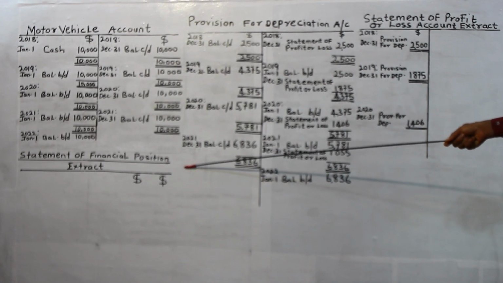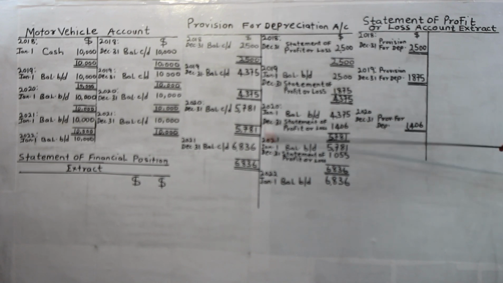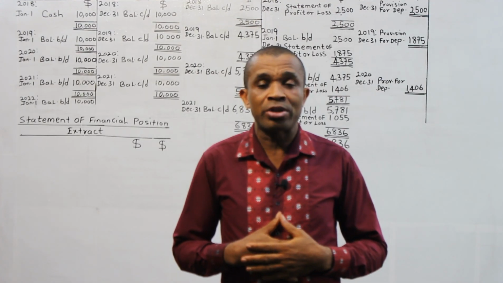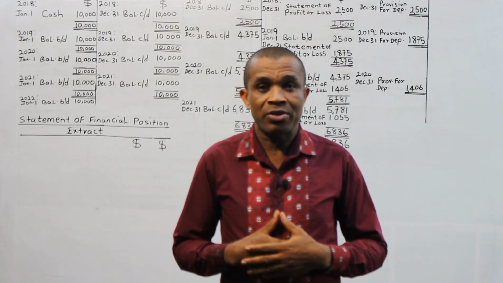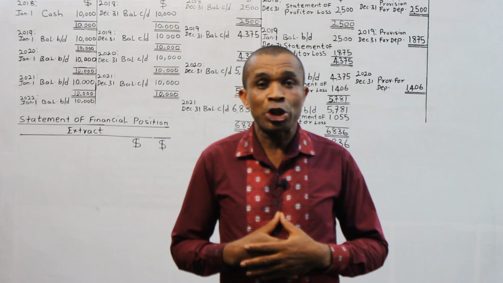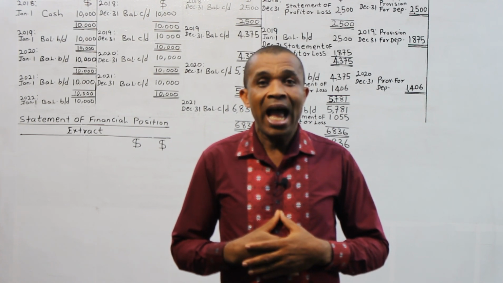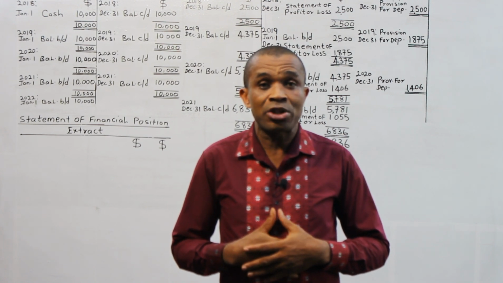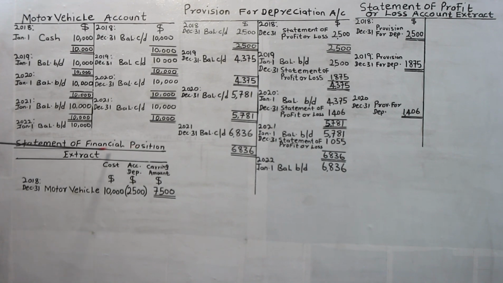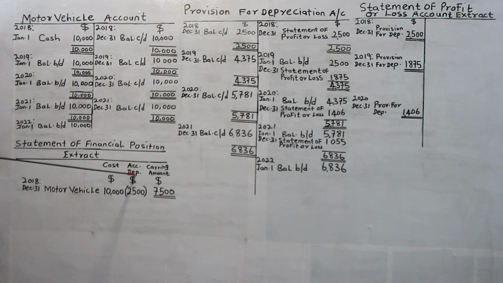Now let us look at the statement of financial position extract. That is how these transactions will appear in the statement of financial position. In the preparation of the statement of financial position extract, we take into consideration the cost of the asset less accumulated depreciation. Of course, in the statement of financial position, assets are shown at cost less accumulated depreciation. Let's see how these transactions will affect the statement of financial position. So for the statement of financial position extract, we have cost, accumulated depreciation, carrying amount. ACC is abbreviation for accumulated, while DEP is abbreviation for depreciation.